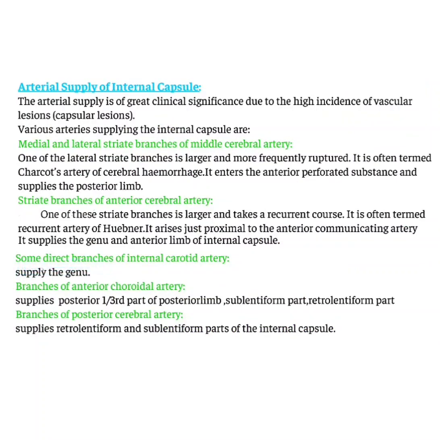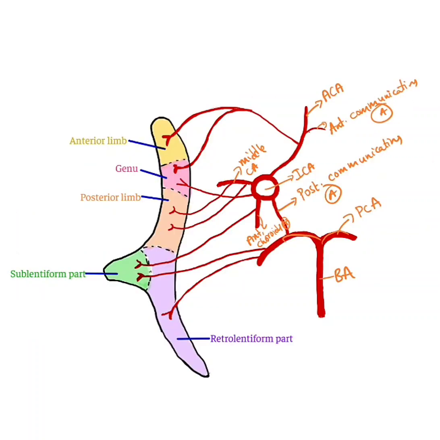Some direct branches of the internal carotid artery supply the genu. You can see here, this is the internal carotid artery, and a direct branch from the internal carotid artery supplies the genu.